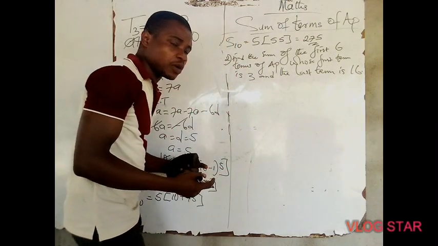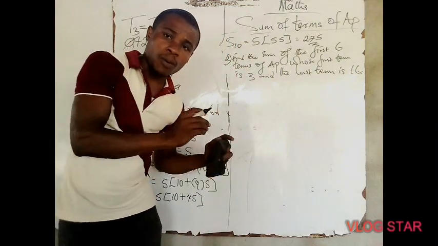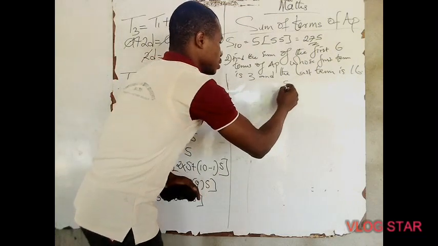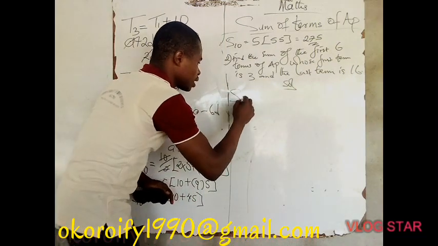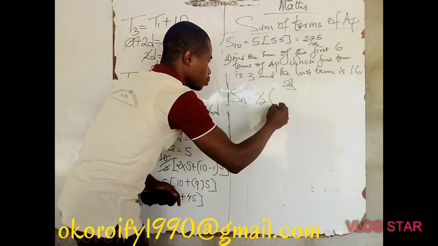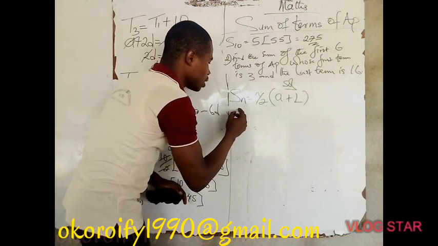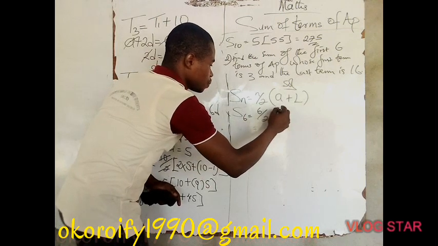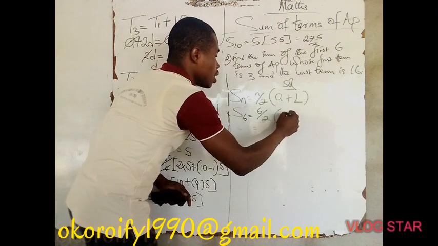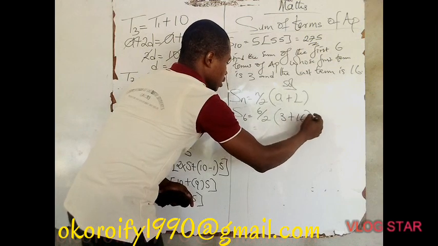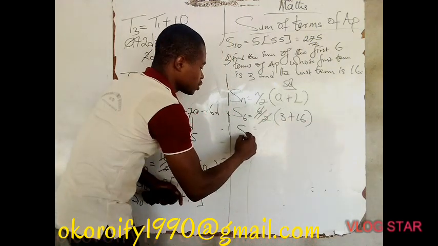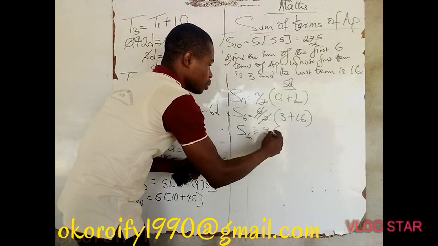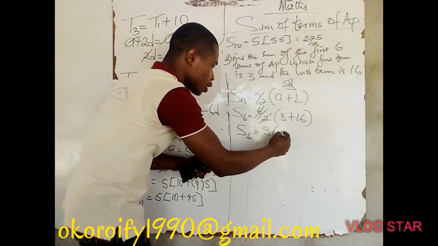How do you get this particular formula? You apply the second formula. Why? Because the first term and the last term of the arithmetic progression are given to you. So under solution, we have it as Sn is equal to n over 2 in bracket a plus the last term. So what are we looking for? The sum of the first 6 terms, S6, equal to 6 over 2 in bracket. Our first term here is 3 plus the last term, which is 16. So 6 divided by 2 will give us 3 in bracket. 3 plus 16 will give us 19.